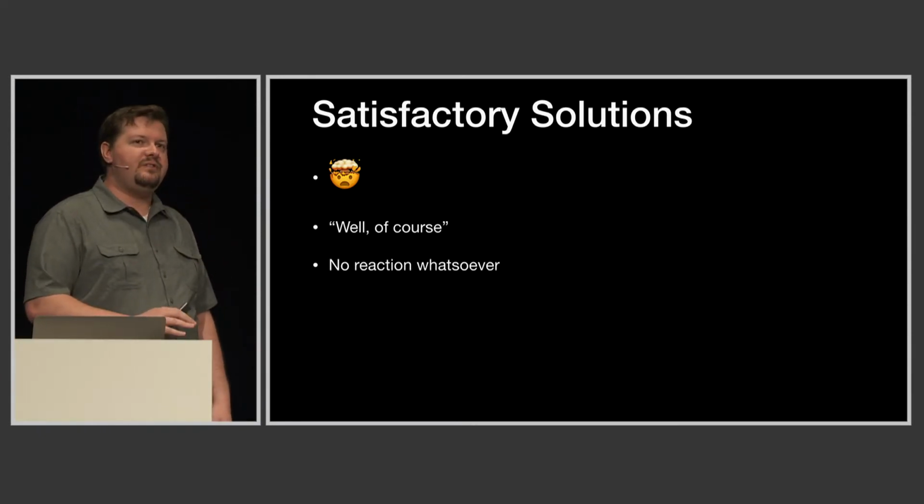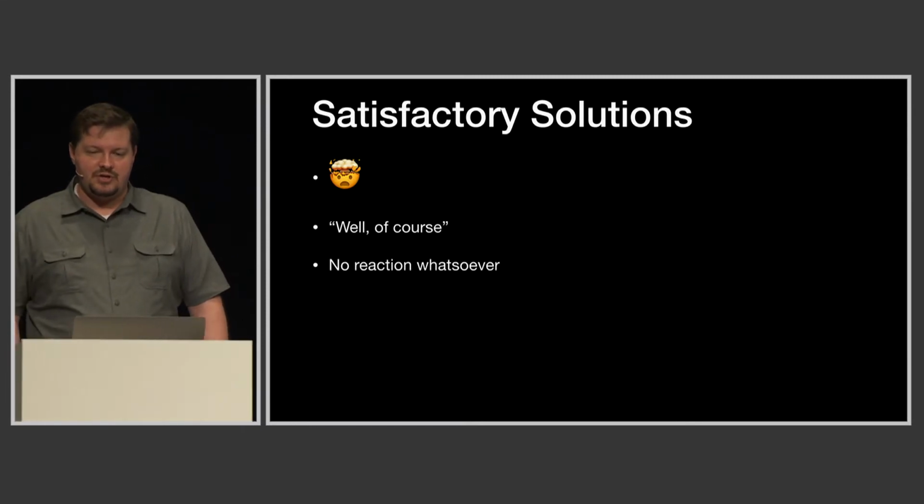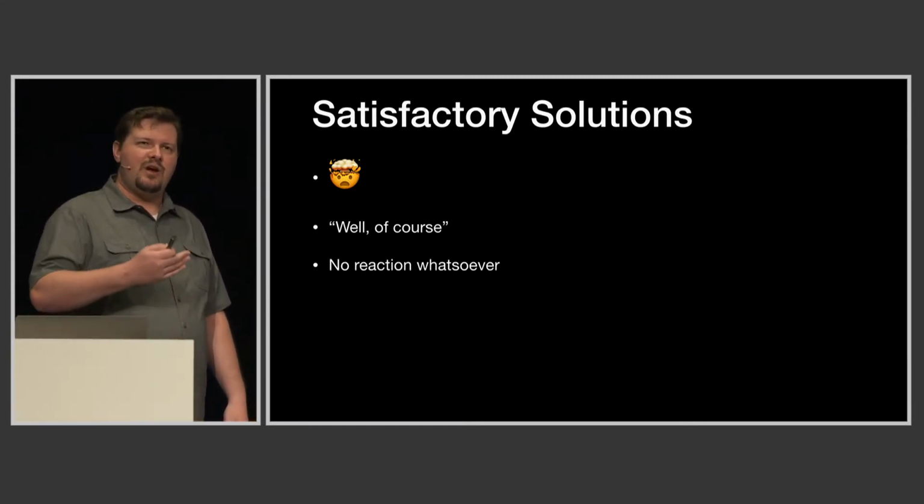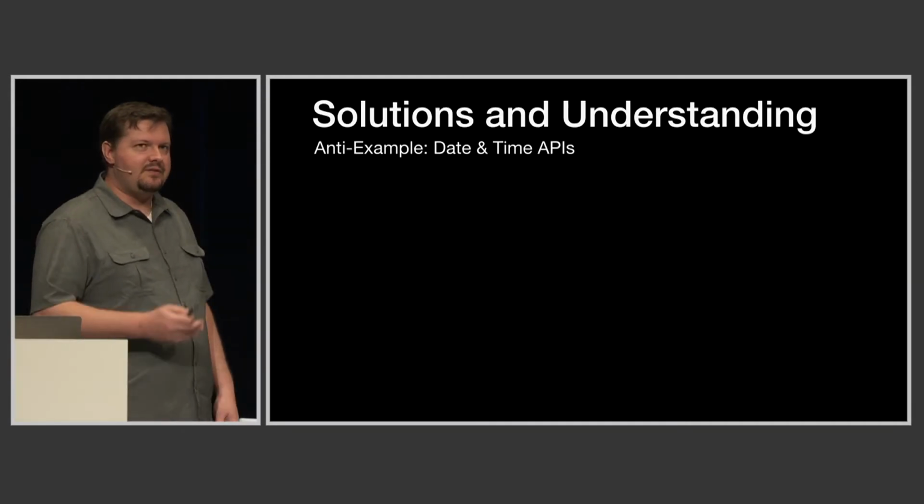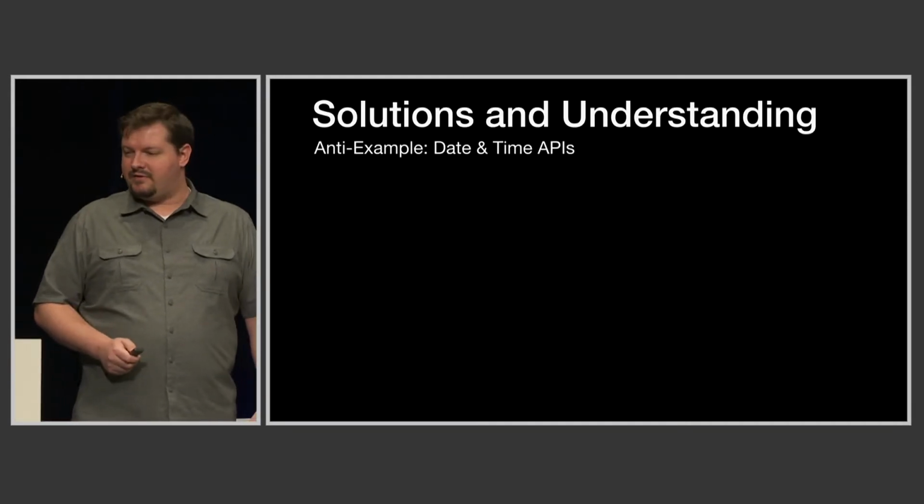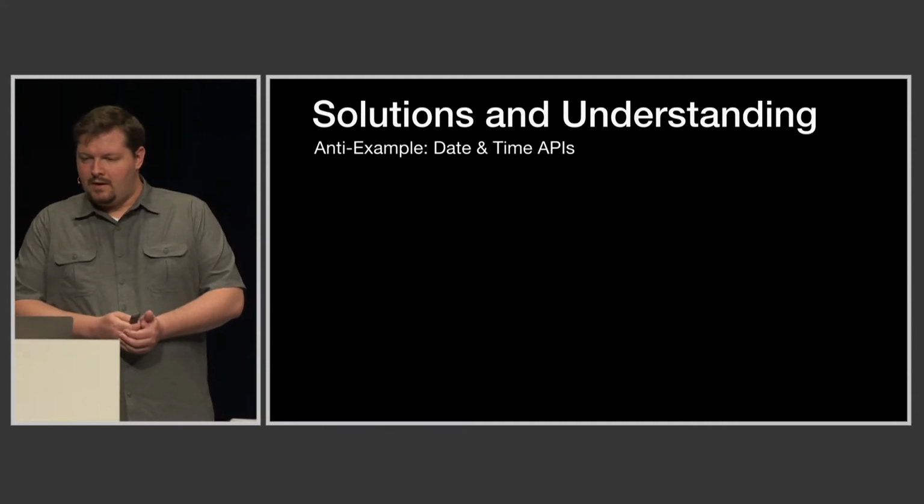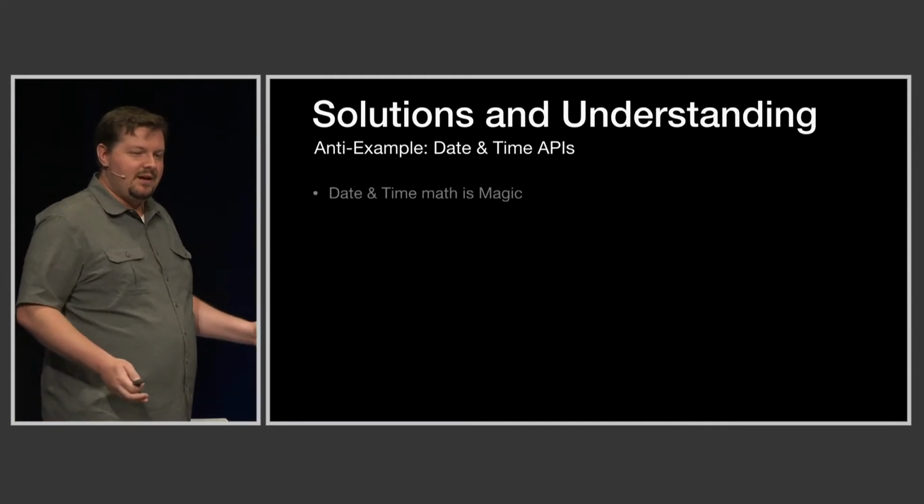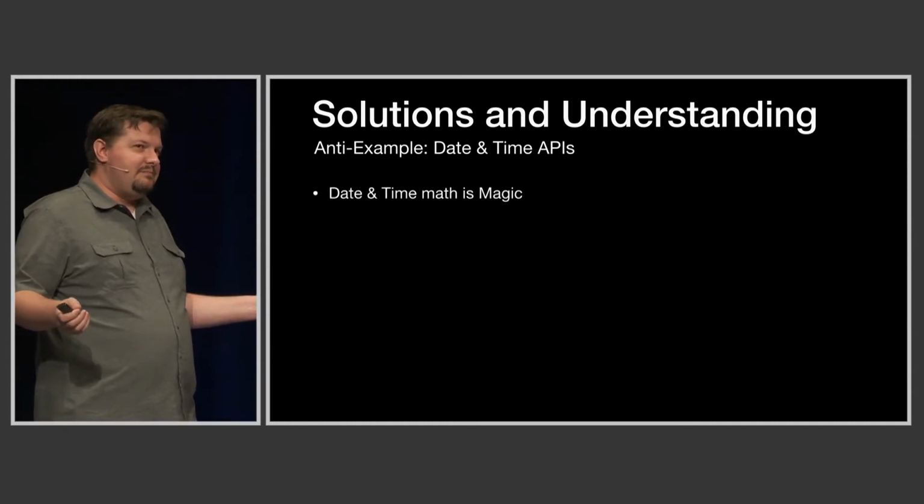So we're going to look at two examples of solutions. The first one is an example, in my opinion, of kind of a bad solution. It's the date and time APIs in Foundation. Now, if you're not familiar, I'll just say that calendar code is magic.